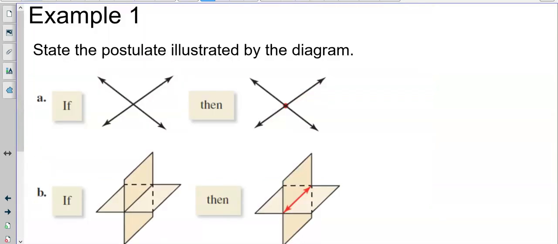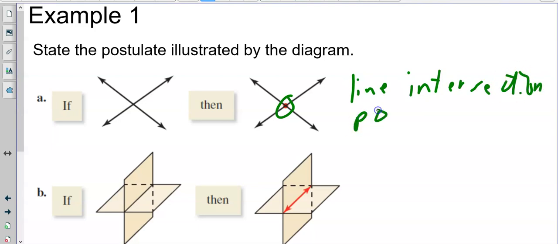All right, state the postulate illustrated by the diagram. So you see crossing lines, and you see crossing lines with a dot. So if 2 lines intersect, then they intersect at a specific point. That's called the line intersection postulate. And mathematicians are not very creative, so it's kind of self-explanatory. The 2 lines intersect at a point.